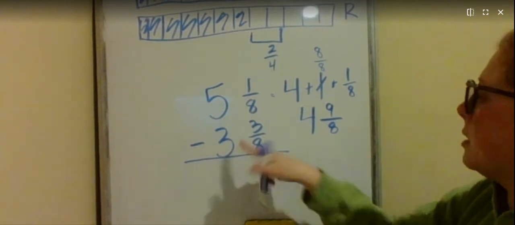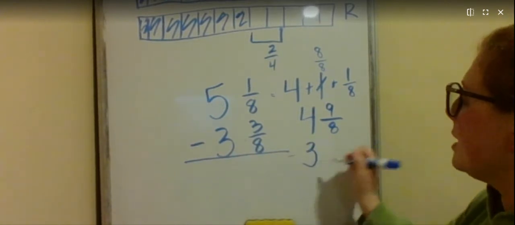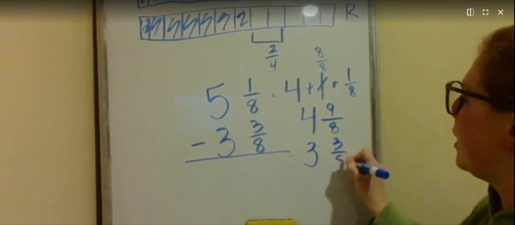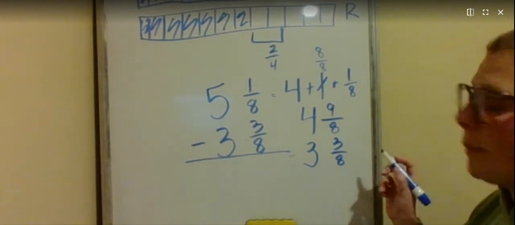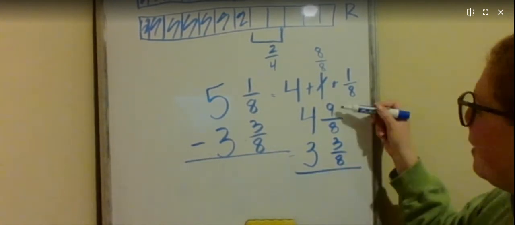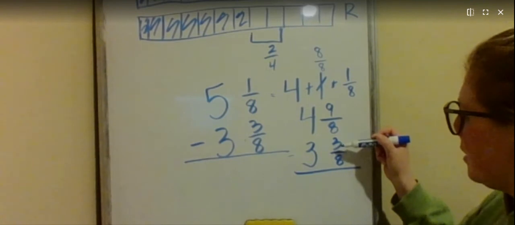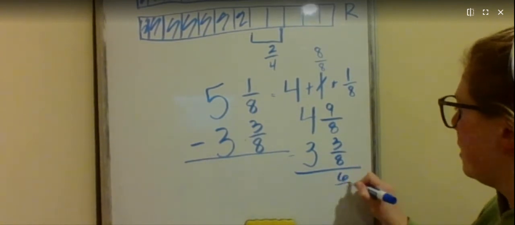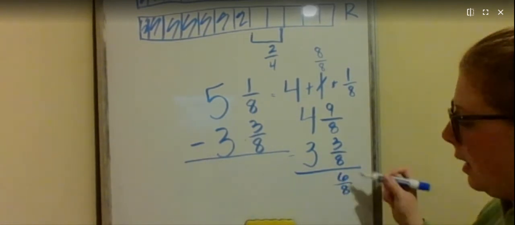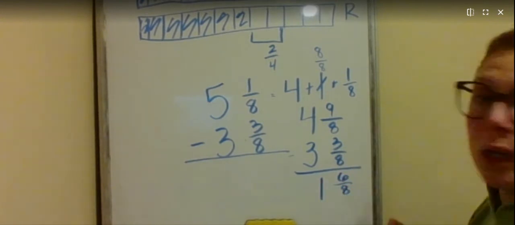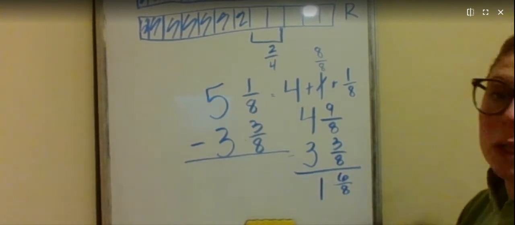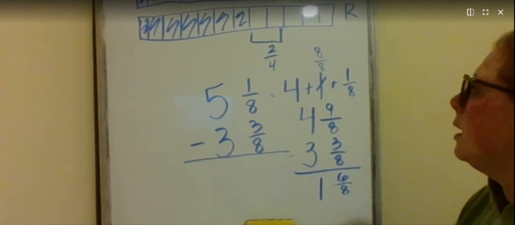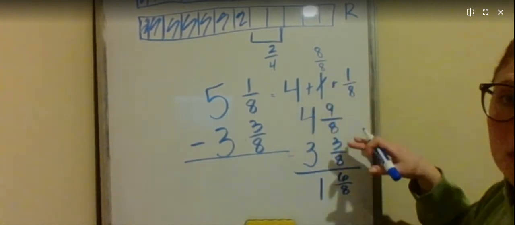And then I could just subtract this one. So in this situation, you could just do it with renaming the top number. And then you would just do 9/8 minus 3/8 is 6/8. And then 4 minus 3 is 1. So you get 1 6/8. And if you wanted to simplify it, you could. This is a lot of work.